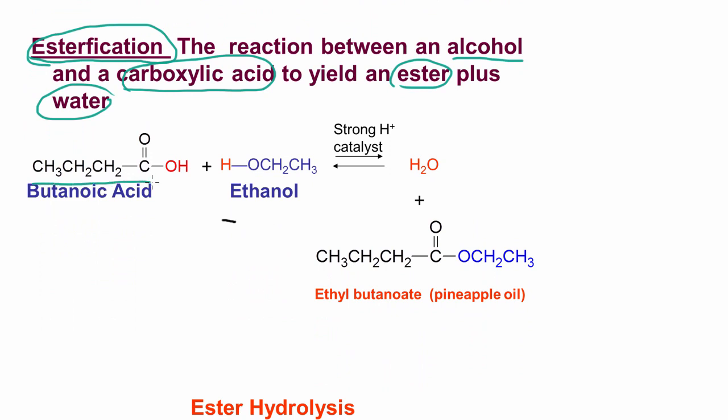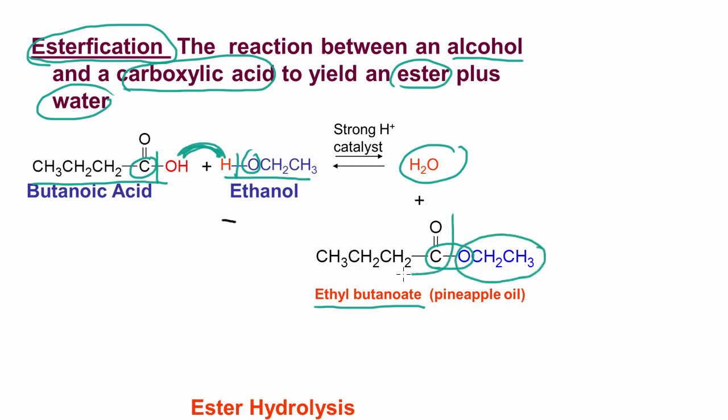Here we have butanoic acid, and here we have ethanol. What's going to happen is this bond breaks, the hydroxide ion and the hydrogen will form water, and then a bond will form between the oxygen from the alcohol and the carbonyl group on the acid. So here is that bond formation. This one here is called ethyl butanoate. It smells like pineapple. It smells really good. So remember, this part here is from the alcohol. This part here is from the acid.